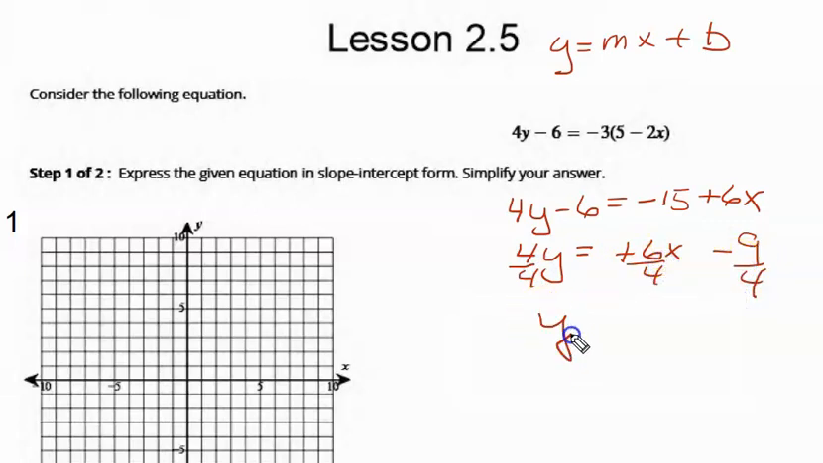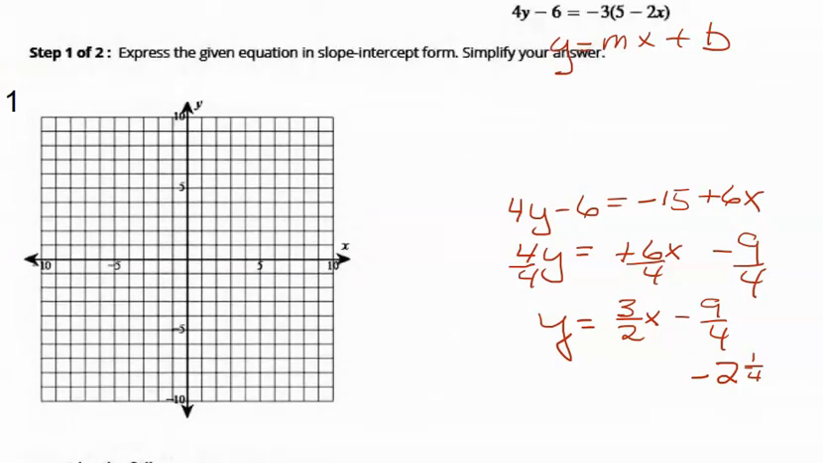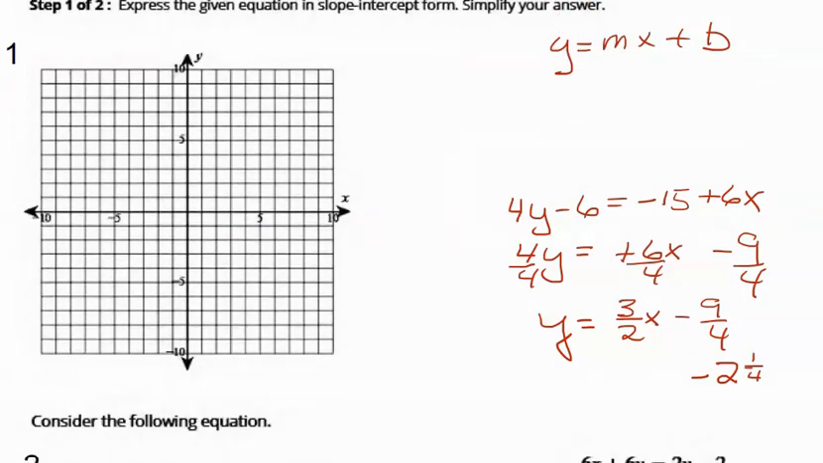Now dividing everything by 4, we get y equals, simplifying this, 3/2 x minus 9/4. Now, 9/4 is about, well, actually, 2 1/4. So when we go to plot that, you'll see. Okay, now we'll raise it up, and we'll put it on the graph.